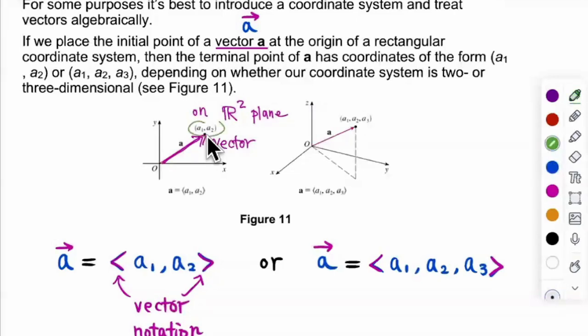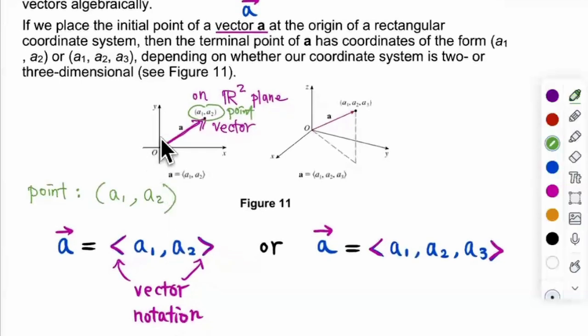This one over here is a point. Let me write down: a point, this point over here is (A1, A2). That's a point. Notice the notation I use: parentheses, and then the x coordinate, the y coordinate. That stands for a point.